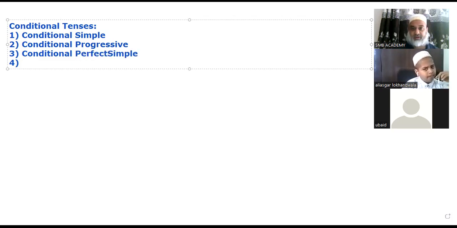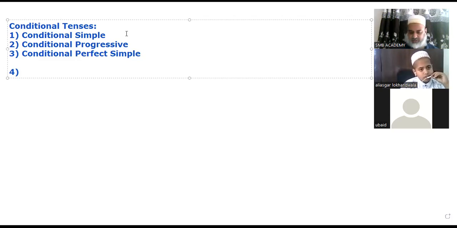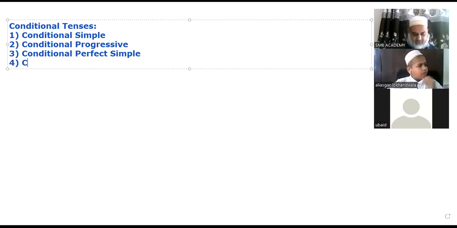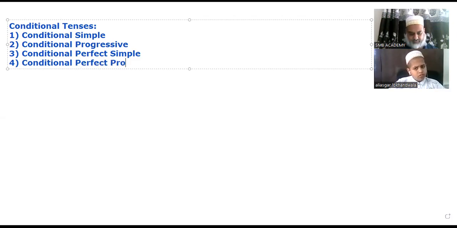Like we were learning present progressive, past progressive, future progressive, right? Same way, this also is the name of the tense: conditional, perfect, progressive. Now this we have already done. Simple we have done. Progressive we have done. Perfect also we have done. And this also we have done.